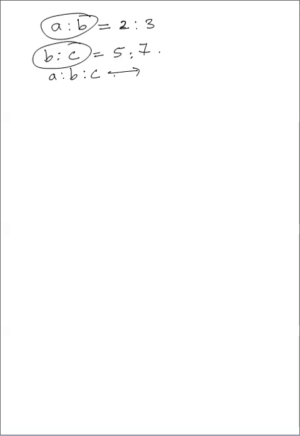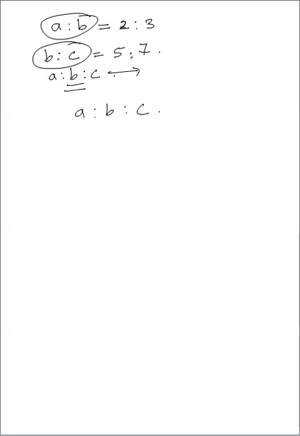Suppose in the exam they give two ratios in this form: a is to b, that is 2 is to 3, and b is to c, that is 5 is to 7. They are asking a is to b is to c. In such a case, we have to see the common term. In a is to b and b is to c, b is common, so we have to keep b in the center: a is to b is to c.